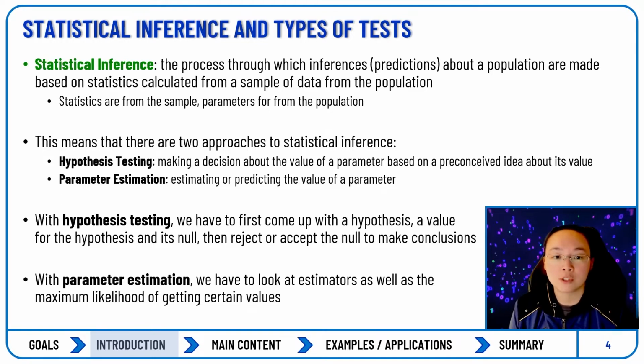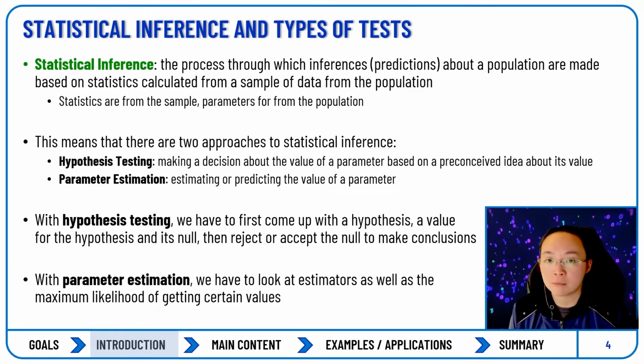So this means that there are two approaches to statistical inference. There's hypothesis testing, which means we make a decision about a value of a parameter based on a preconceived idea about its value. So basically with hypothesis testing, we're saying the hypothesis is that x is equal to 20. But then when you take the measurements, you could get another x value, and you can try and test to see if your measurement is similar to your original hypothesis. And afterwards, we'll be discussing what the null hypothesis is.